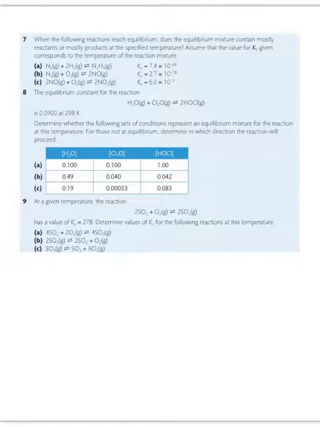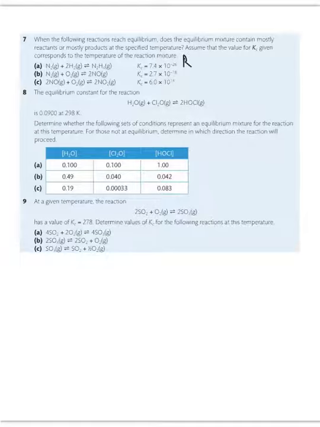Number 7 says, when the following reactions reach equilibrium, does the equilibrium mixture contain mostly reactants or mostly products at the specified temperature? Assume that the value for Kc given corresponds to the temperature of the reaction mixture. So A, when I look at it, my Kc value is 7.4 times 10 to the minus 26. So that's way less than 1. And I would get 1 if my product concentration was equal to my reactant concentration. The fact that I've got a number way smaller than 1 indicates I've got a lot of reactant left. So this one's going to be mostly reactant sitting in there.